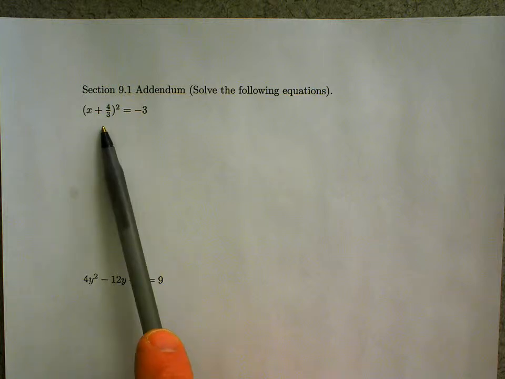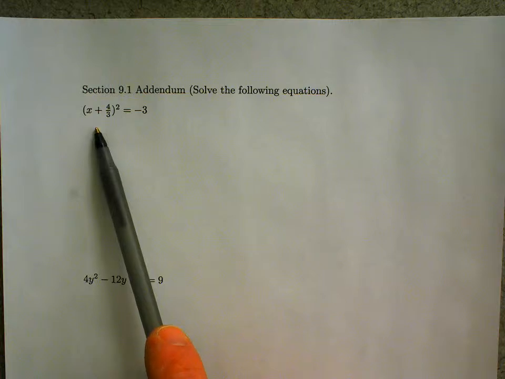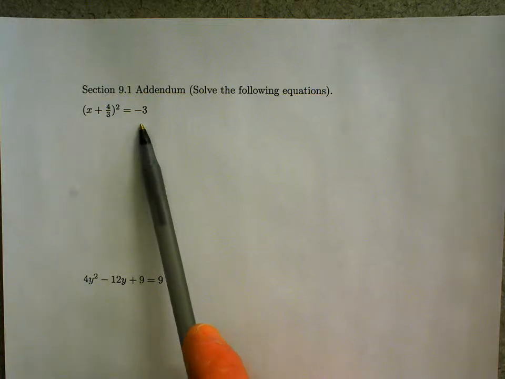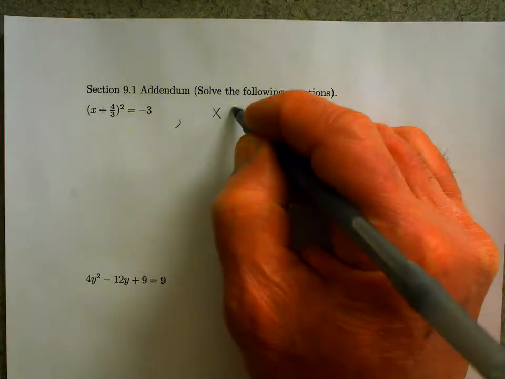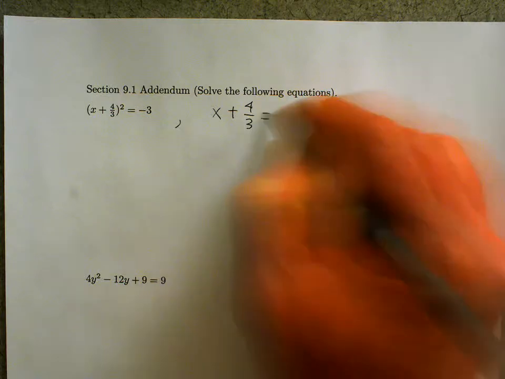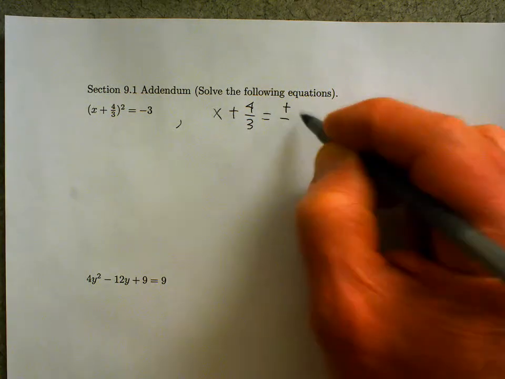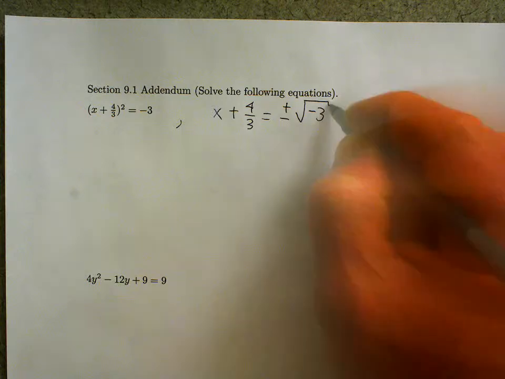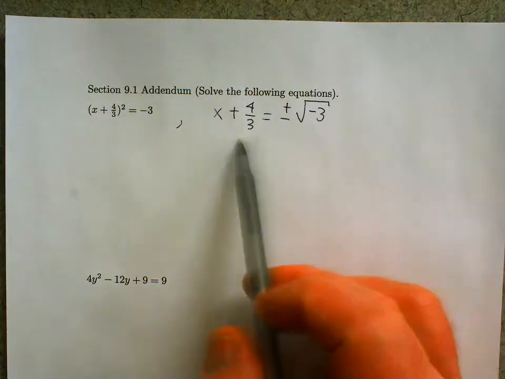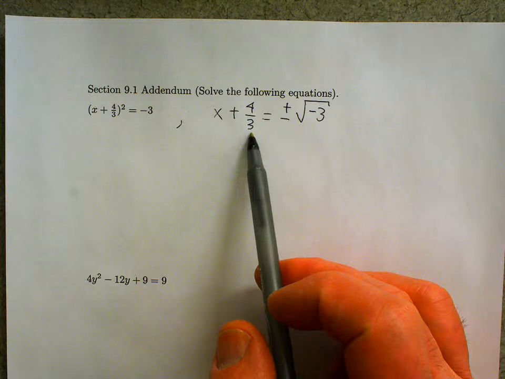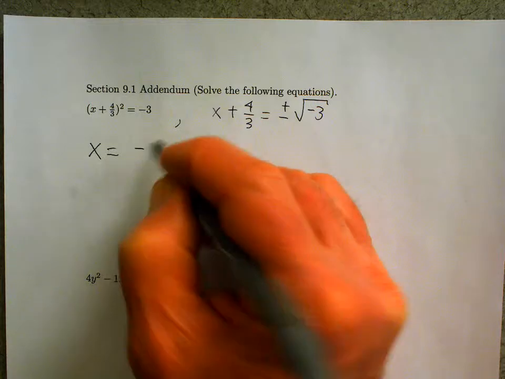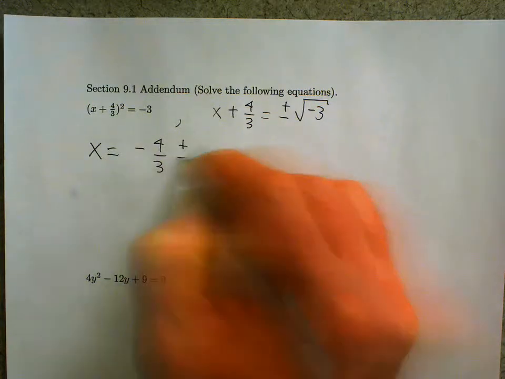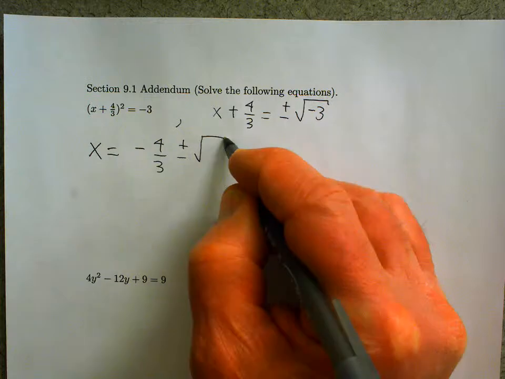So this equation is all ready to apply the square root property. We have the binomial x plus 4/3 squared equals -3. So we apply the square root property and we write x plus 4/3 equals positive and negative square root of -3. And then all we have to do is subtract 4/3 from both sides. We can write it as x equals -4/3 plus and minus the square root of 3 times i.